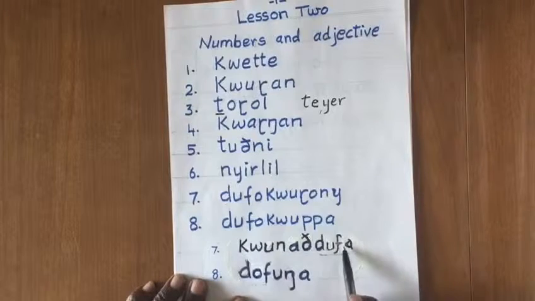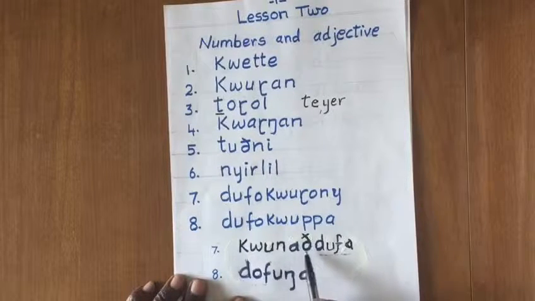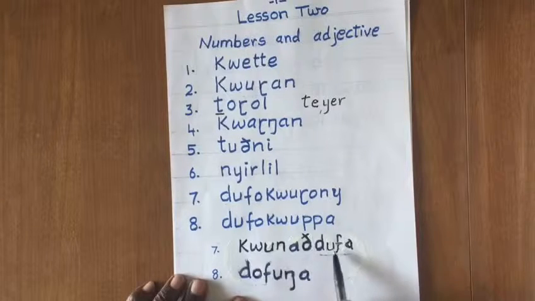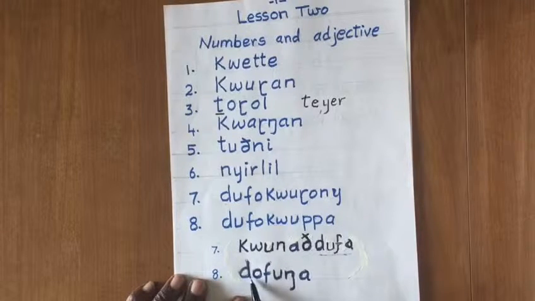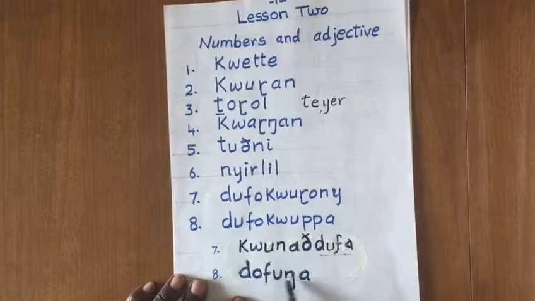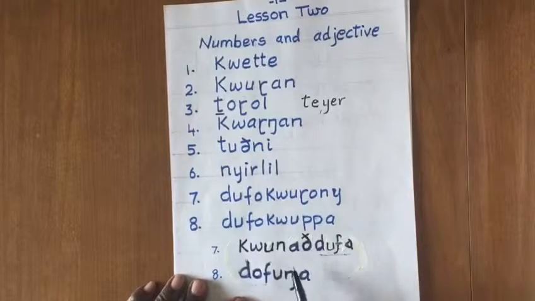Kunath duva, duva, do vu nga, kunath duva, do vu nga. This is for the Ngurang speakers who are following this lesson.